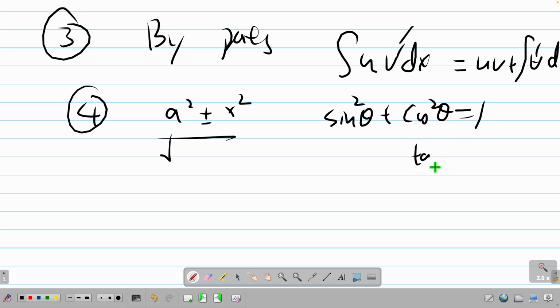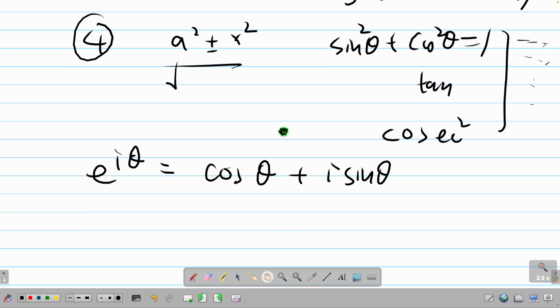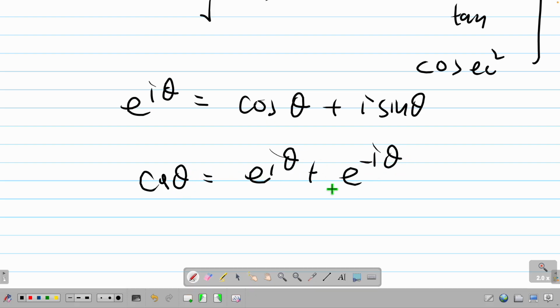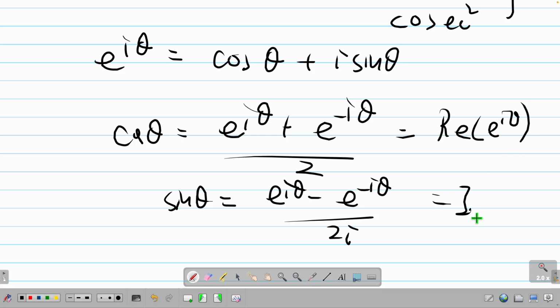And then you have a tangent, and then you have a cosecant square, okay, that kind of thing. And then you need to use a bunch of trigonometric formulas. This is a classical way of doing this. Now I said, screw it, this is the best. So with this Euler formula, cosine theta is e^(i theta) plus e^(negative i theta) divided by 2. Sine theta is what? e^(i theta) minus e^(negative i theta) divided by 2i. This actually is the real part of e^(i theta). This actually is the imaginary part of e^(i theta). Okay?